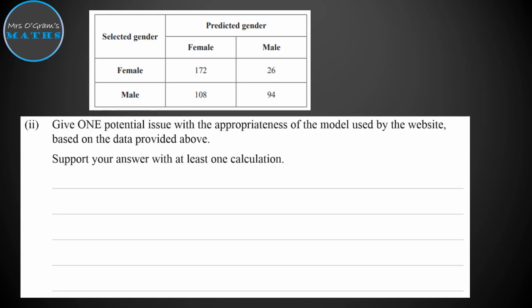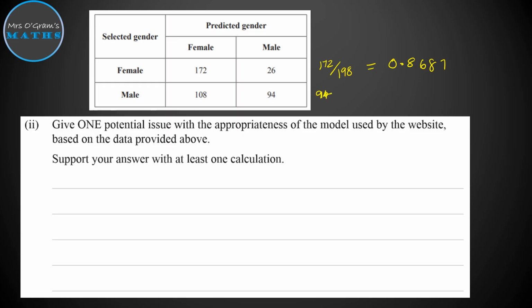Okay, now we need to evaluate how good this model is and identify potential issues and do some calculations for that. So I would look at something along the lines of how accurate is this for each of the gender groups? Is it over predicting females or males, for example? So if we take a look at the females, the number of those that were correctly predicted is 172 out of 198, which gives us a 0.8687.